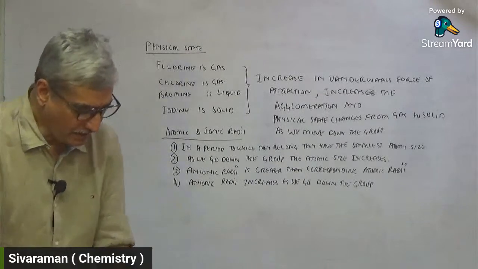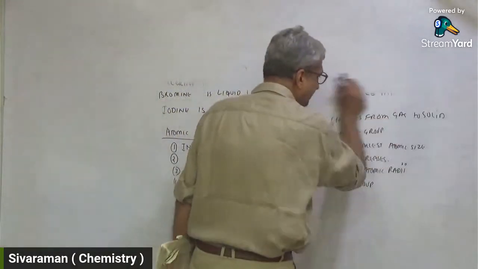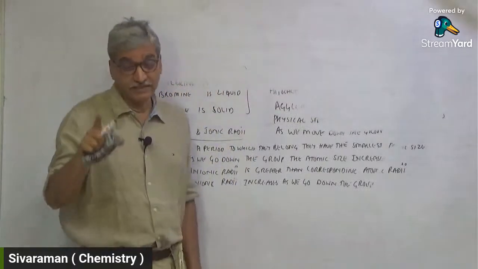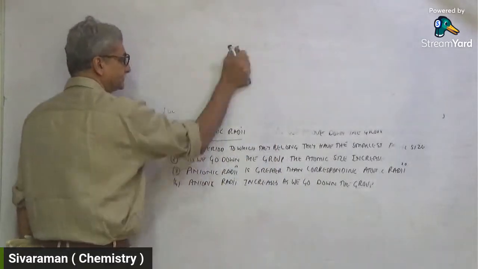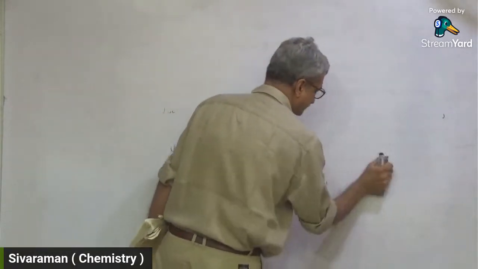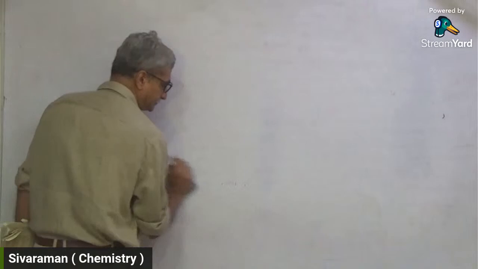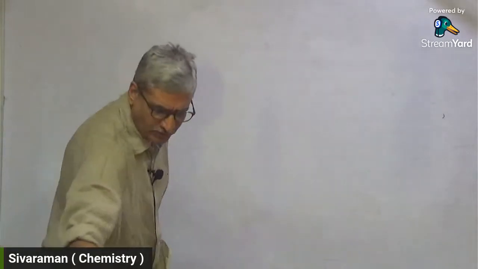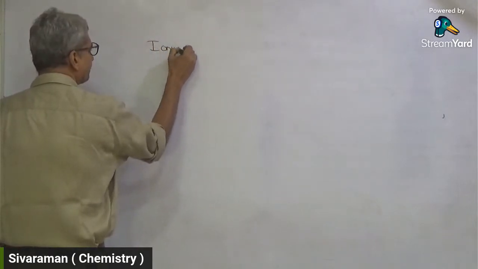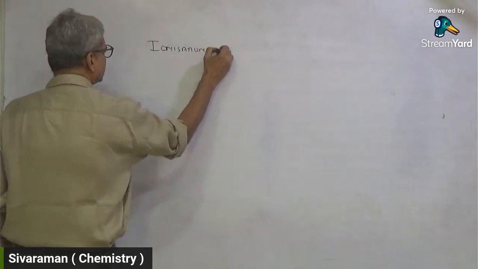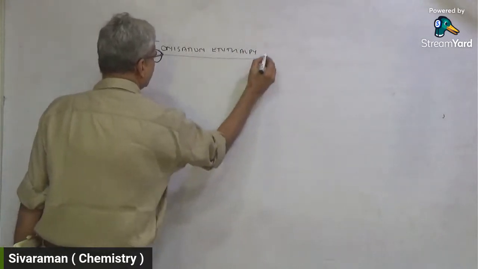Okay, great. Now what do we come to? Ionization enthalpy. Very important. See how ionization enthalpy is going to affect the properties. Up to now we always said it's only increasing, decreasing and all that. But here it's going to matter. So listen carefully. We are talking about ionization enthalpy.